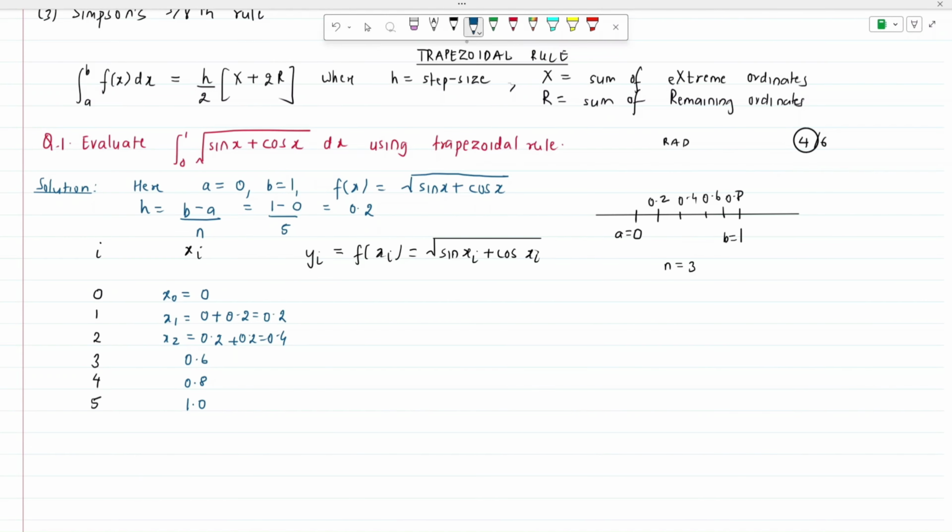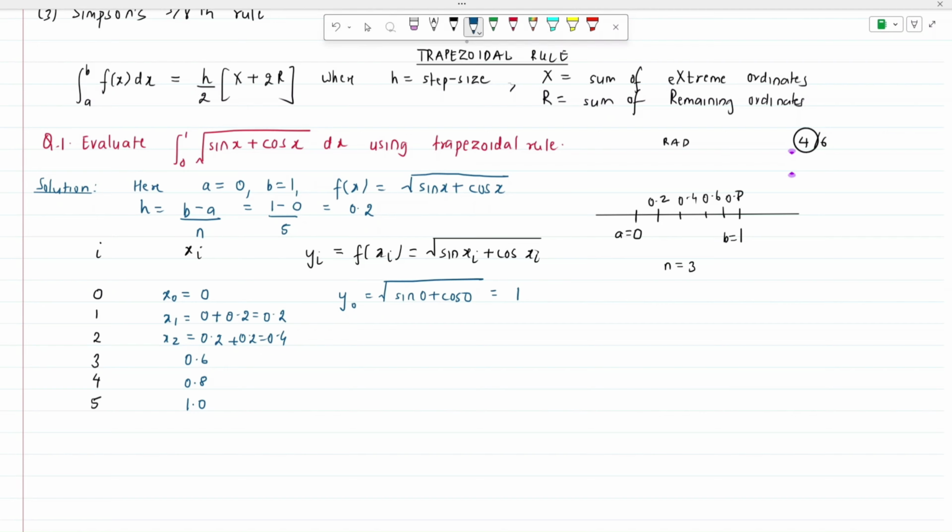Now let's talk about yi. Since i is equal to 0, we will get y0, which is equal to the square root of sine of 0 plus cos of 0. You can directly feed this on your calculator, and I get the value of this as 1.